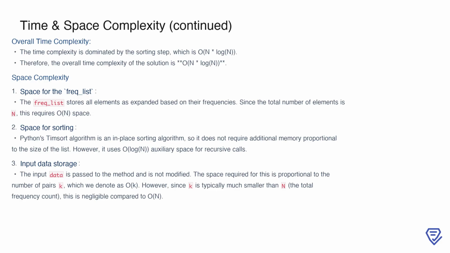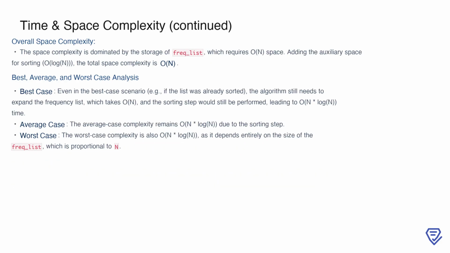Second, while Python's timsort is in place, it does require O(log n) auxiliary space for handling recursive calls during sorting. Finally, the input data storage, which is proportional to the number of pairs k, also contributes. However, since k is typically much smaller than n, this space is negligible compared to n. Combining these factors, the space complexity is mostly driven by the storage of the frequency_list, making it O(n). Adding the log n auxiliary space for sorting, the total space complexity remains O(n).